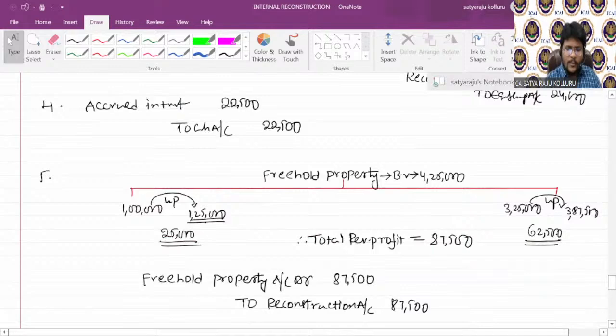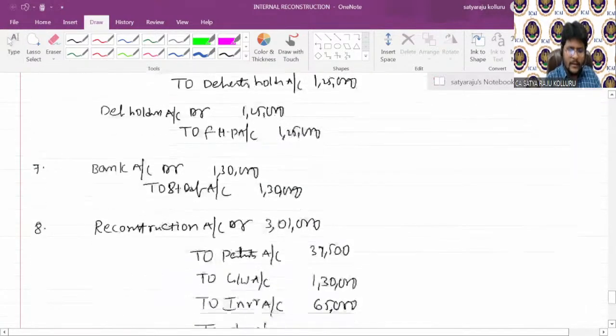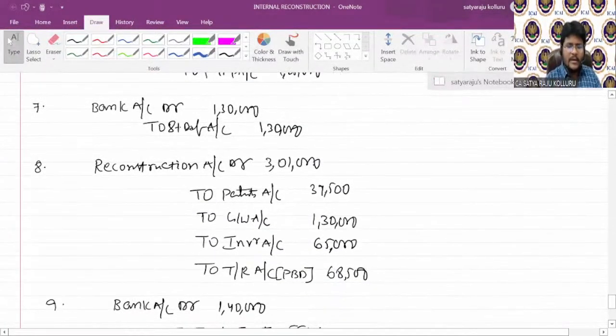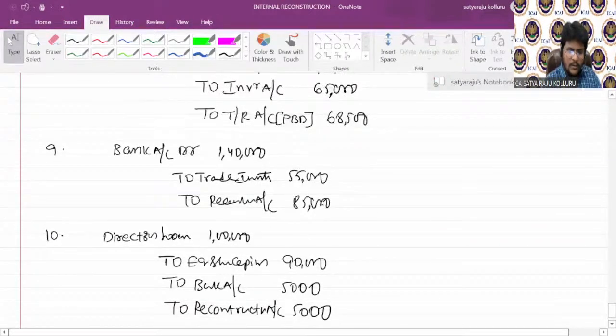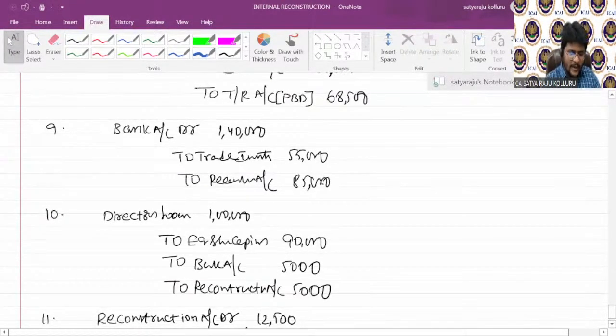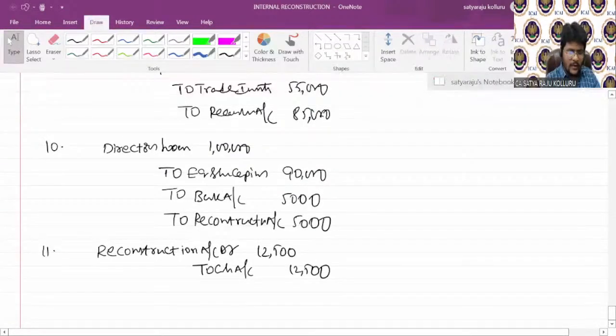In the fourth entry, there is no impact. Coming to the fifth entry, reconstruction profit plus 87,500. The sixth entry, there is no impact. Seventh entry, there is no impact. Eighth entry, reconstruction, there is a debit loss minus 3,01,000. Coming to ninth entry, reconstruction credit plus 85,000 profit. 10th entry, reconstruction again profit plus 5,000. 11th entry, reconstruction loss minus 12,500. I got 5,40,000 guys.